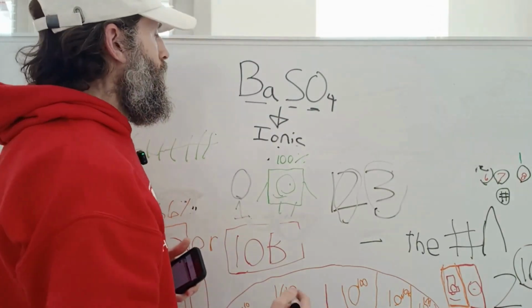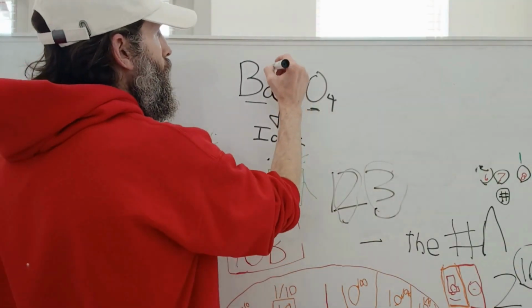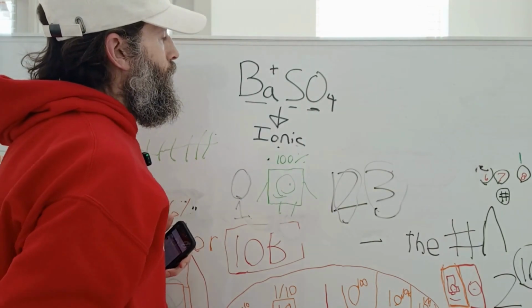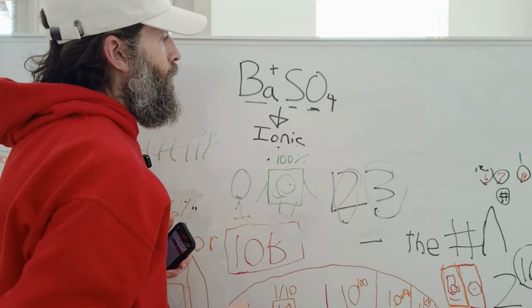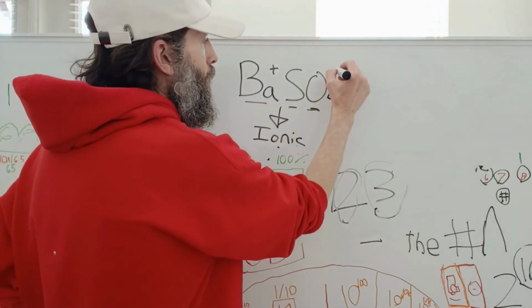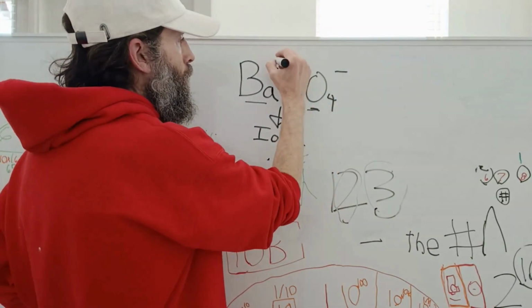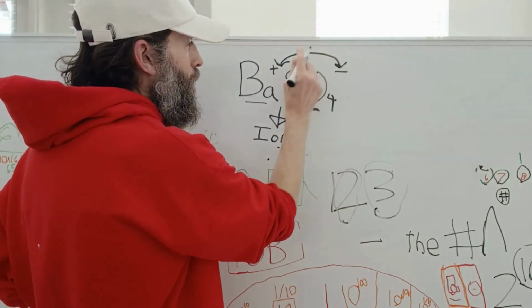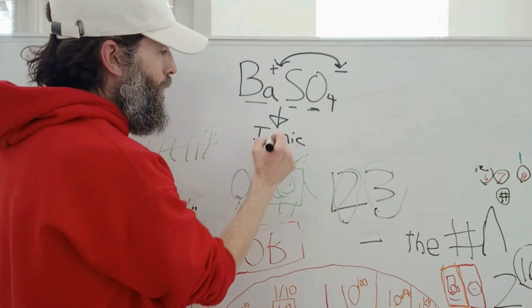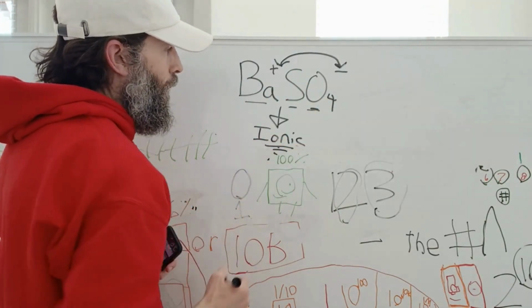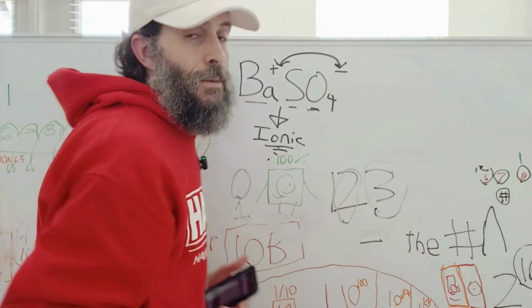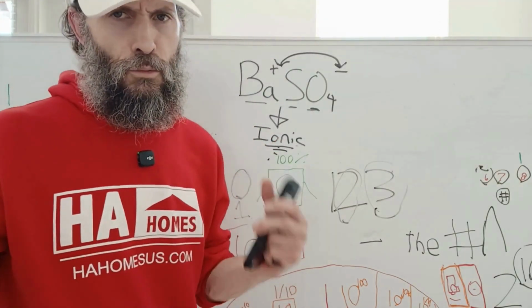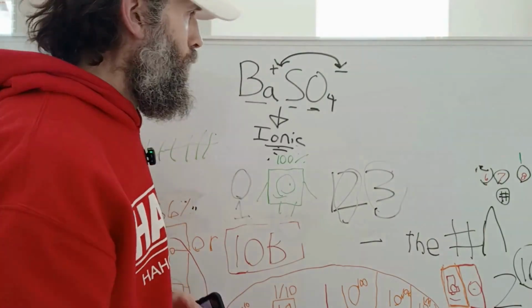Now, this molecule is made via an ionic bond. Why is that the case? Well, barium is a cation, so it's positively charged. The sulfate is an anion, negatively charged. So the electrostatic attraction, the opposites attract, that's what forms the ionic bond. Now, in the case of barium sulfate, it is a very strong bond, very, very strong.